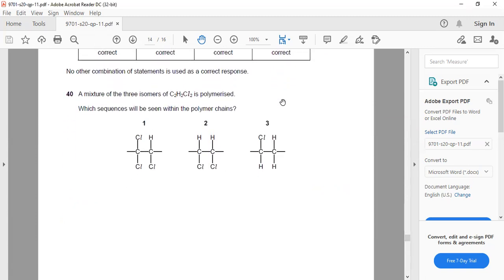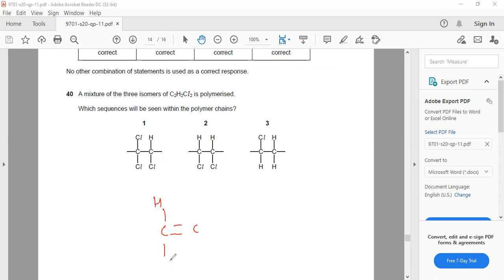Last, which sequence is seen within the polymer chain? Toh kaun hoga isme? It's easier, I think. 40. You can guess which one is the answer. One carbon has two chlorine and it will be like this. C2H2Cl2.